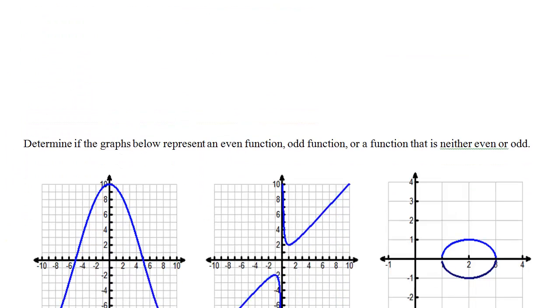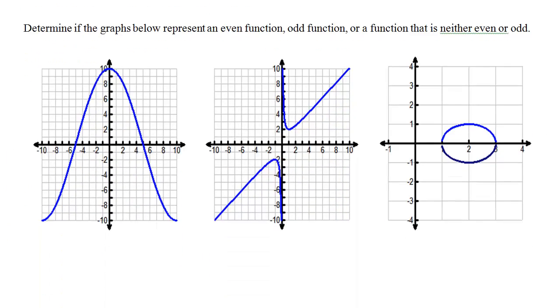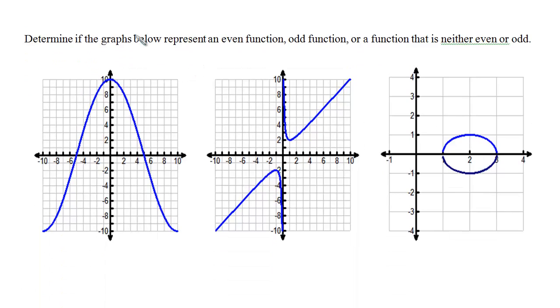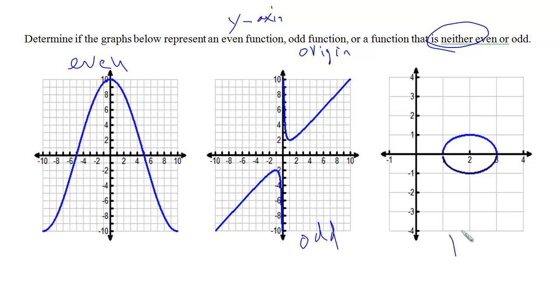So when we're verifying graphs, is it even or odd? Well, I'll have to do two things. Is it even? So it's symmetric about the y-axis. Or is it odd, about the origin? If it's neither, then we consider that neither. This one I can clearly see is an even function. This one appears to be symmetric about the origin, so this would be an odd. And this one is neither.